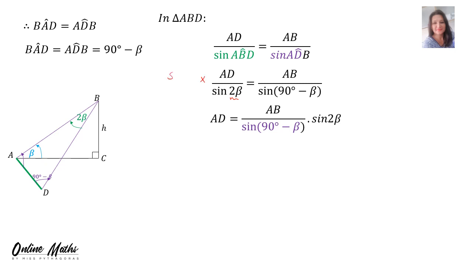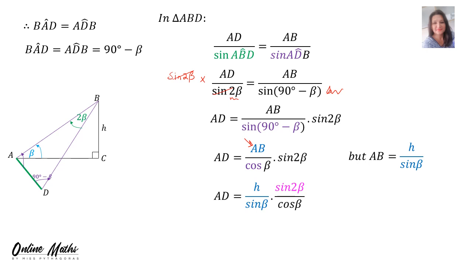Now in the next step, I will make AD the subject of the formula. So I multiplied both sides by sin 2 beta. Then on the right hand side at the denominator here at sin 90 degrees minus beta, there you find a reduction formula. And sin 90 degrees minus beta can be reduced to cos beta. Then, can you remember we worked out the length of AB in the first question? AB was h over sin beta. Now we will substitute AB with h over sin beta times sin 2 beta over cos beta.